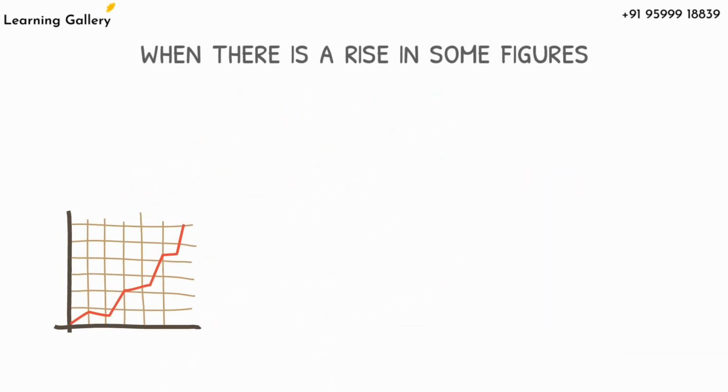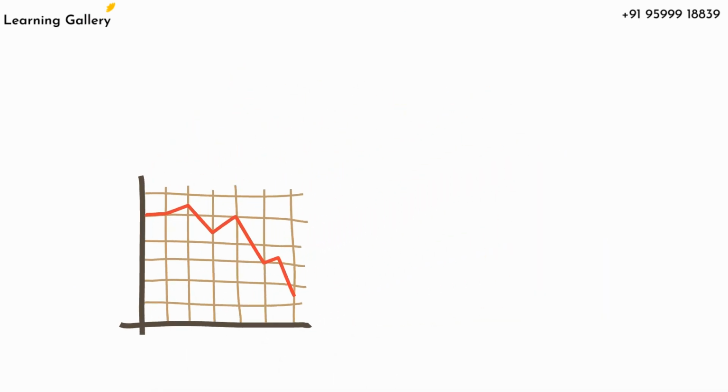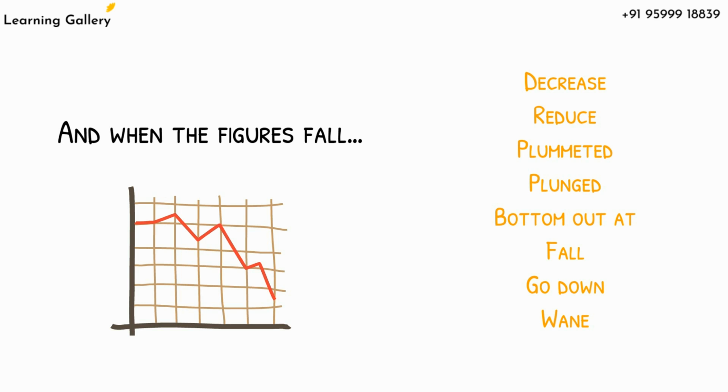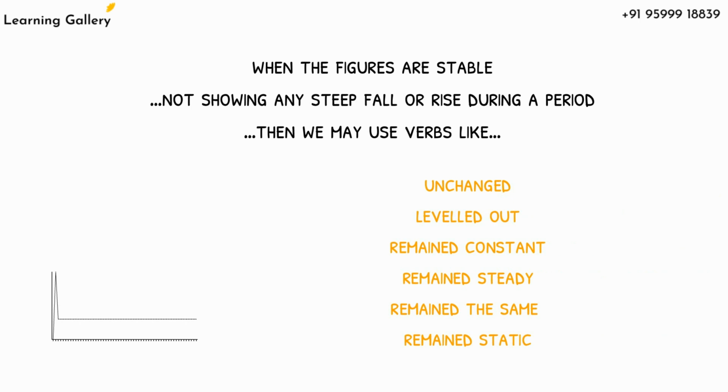So for this, let us also add a few words to our vocab. Except for processes and maps, you will be playing around with figures in almost every Task 1. So when you see figures that need to be described and detailed in your write-up, try to use the following words or verbs. When there is a rise in some figures, you may use verbs like: the numbers increased, climbed, or escalated to. There are a few more examples given below. And when the figures fall, you may use verbs this way: it may be noticed that the figures declined or decreased, or the figures reduced to this and this in so and so year. There are many other examples mentioned here. You may take a note of them.